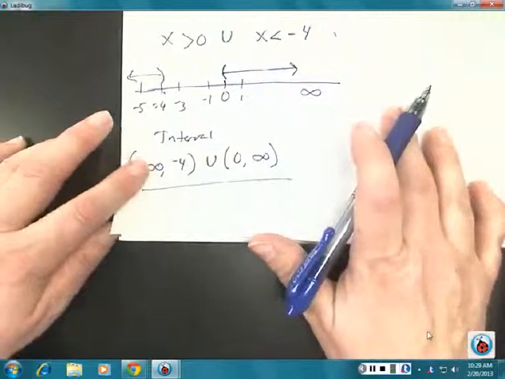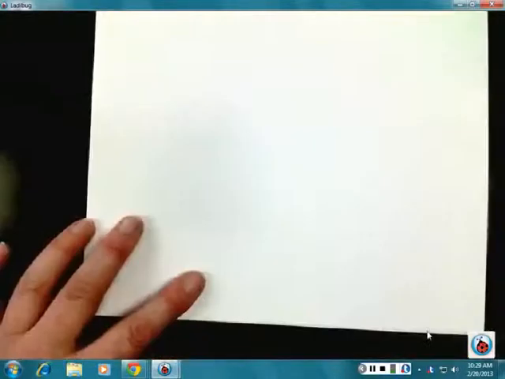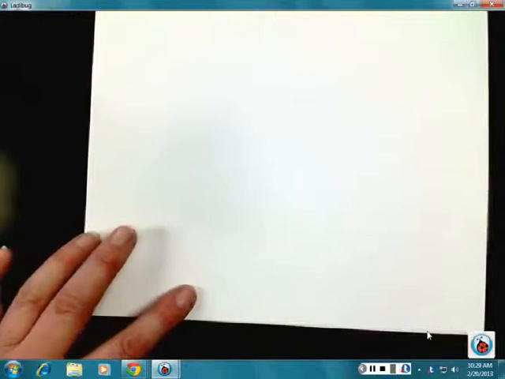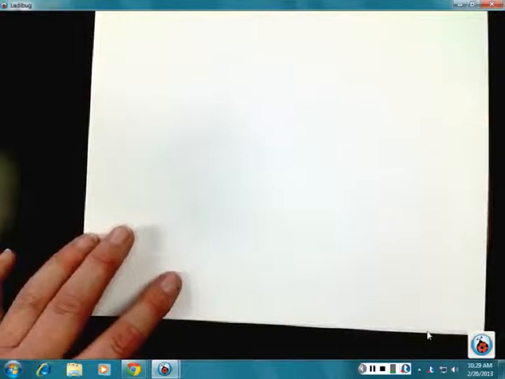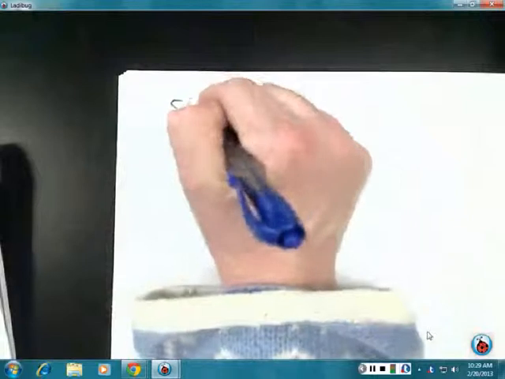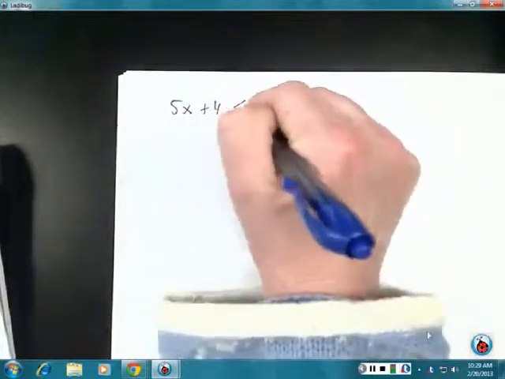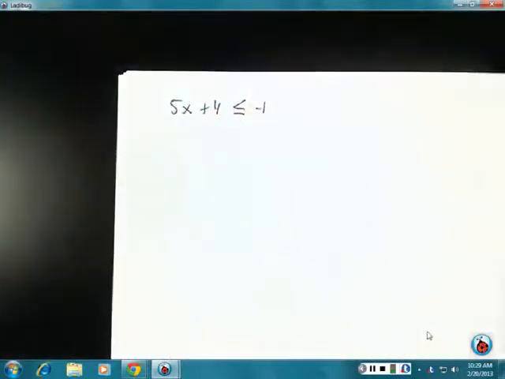I don't know. Okay, let's try a few. See what happens. They end up looking like, and again, you've got your answers in there of what you happen to have. Let me find one. How about this one? They come out looking like this: 5x plus 4 is less than or equal to a -1. So that's what my problems are going to look like in here.